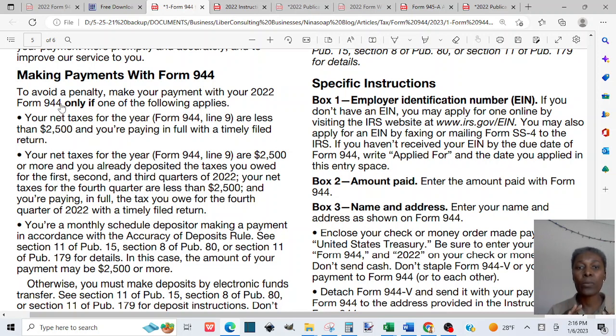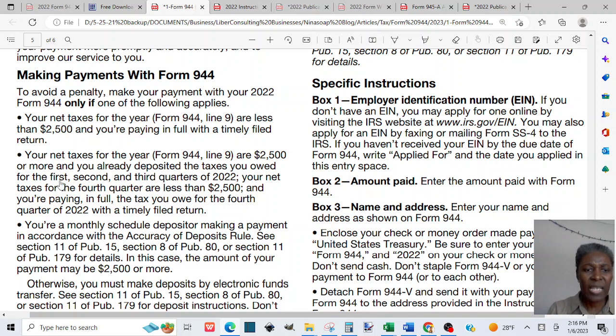But if you made all your deposits and you are not going to make payments with the form, I believe you have up to the beginning of February or sometime in February, it is in the instructions at the beginning of the instructions. But I just like to go with the end of January so that I'm sure I'm filing on time.